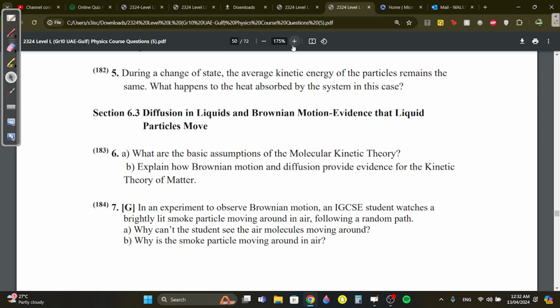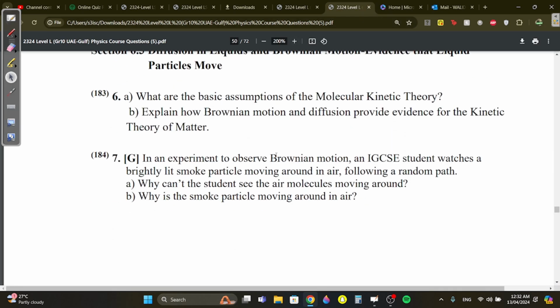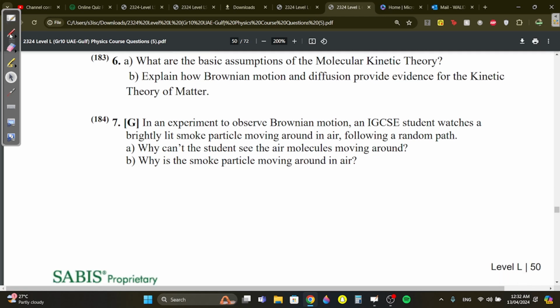184. Okay, in an experiment to observe Brownian motion, an IGCSE student watches a brightly lit smoke particle moving around in air. Why can't the student see the air molecules moving around, and why is the smoke particle moving around in air? First, why can't the student see the air molecules moving? Molecules moving, that's molecular motion. The actual molecules moving. Can we see it? No, we said it's hypothetical. It's a theoretical proof, a theoretical theory, and it's not proved.